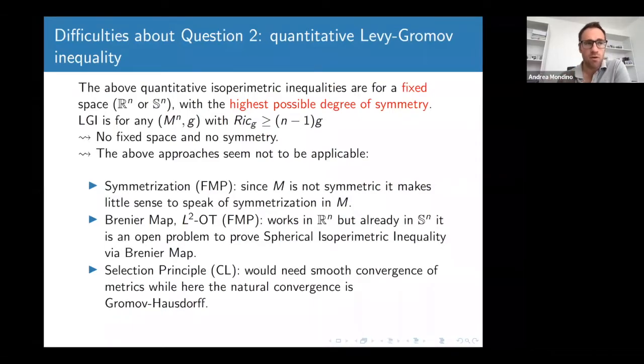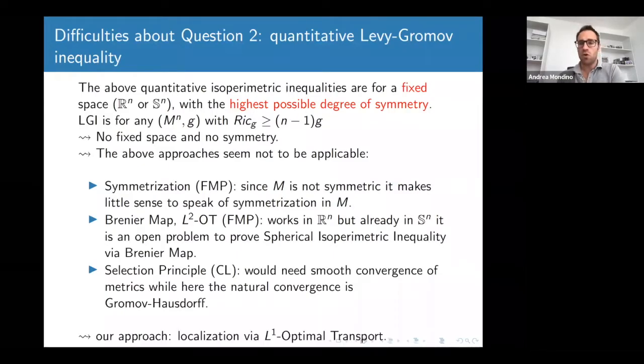In the setting of manifolds with a lower bound on the Ricci curvature, the natural notion of convergence is Gromov-Hausdorff convergence, not smooth convergence. And so this seems to be a hard step in order to implement this regularity theory approach. So what we do is use a different approach based on optimal transport, but based on L1 optimal transport and not L2 optimal transport. I will give the detail in a moment. This kind of approach is called localization.